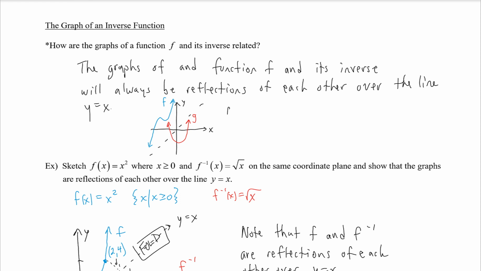So f and g are clearly not inverses of each other. I can just tell that by looking at it. I don't have to do any work. It's like, oh man, those aren't going to be inverses of each other.